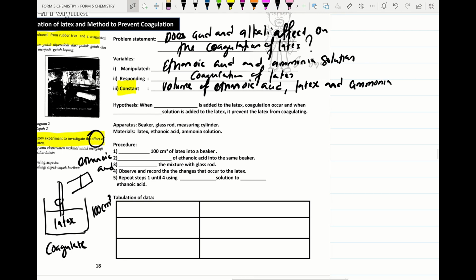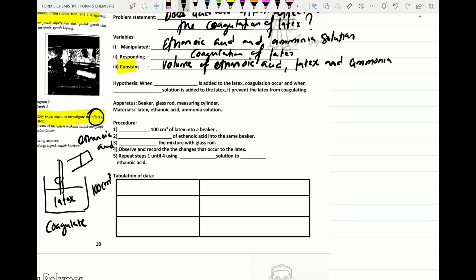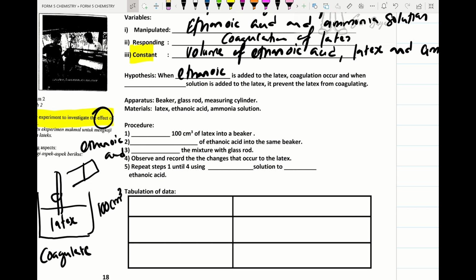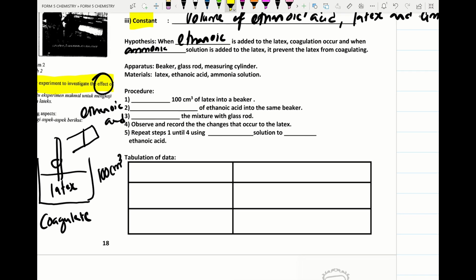the volume of latex, and also the volume of ammonia solution remain the same for all experiments. All right, so next one, how to do the hypothesis: when ethanoic acid is added to latex, coagulation occurs, and when ammonia solution is added to latex, it will prevent the latex from coagulating. All right, so we try to check the apparatus. We need beaker, glass rod, measuring cylinder. We need latex, ethanoic acid, and ammonia solution.